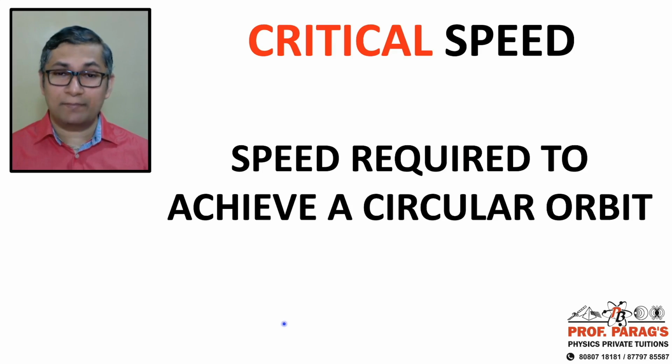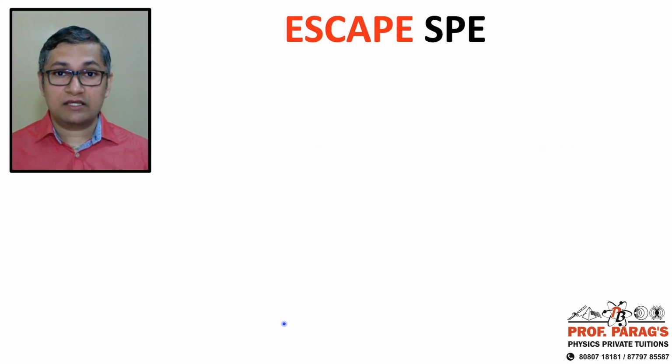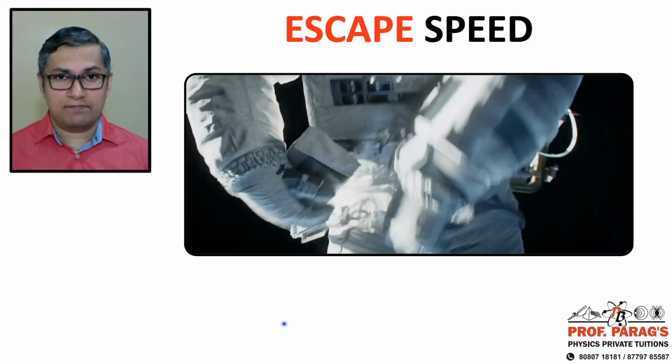And why this word critical? For example, if a patient in a hospital is said to be critical, what does that mean? It's like a boundary stage. If the person crosses this boundary, anything can happen. The same thing with our satellite here. It has to get this critical speed, because if it crosses this critical speed, then it may get something called the escape speed. So what do we mean by escape speed? Watch this clip now.